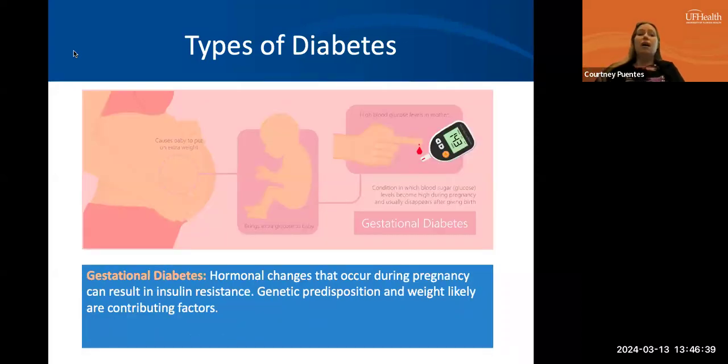Gestational diabetes is a result of hormonal changes during pregnancy. Those placental hormones often cause individuals to become insulin resistant. We find a lot of people are predisposed to gestational diabetes, and weight likely plays a role as well. Individuals who have had gestational diabetes are also at higher risk for developing type 2 diabetes later in life. That's why it's very important to have routine screening after delivery and continue lifelong to capture that diagnosis.